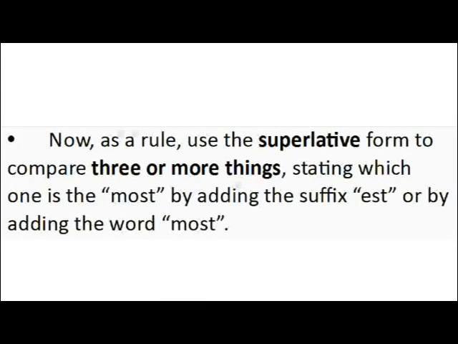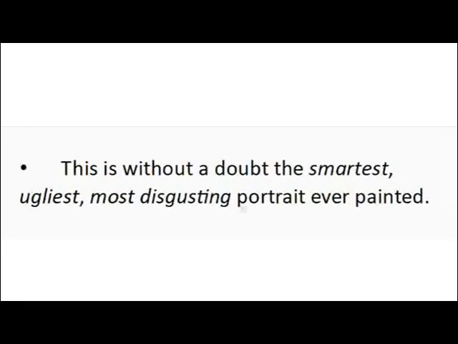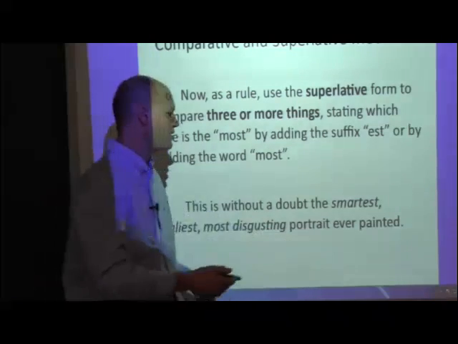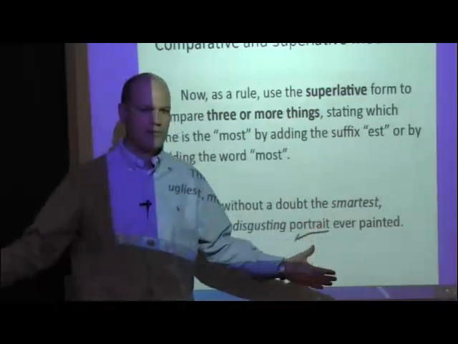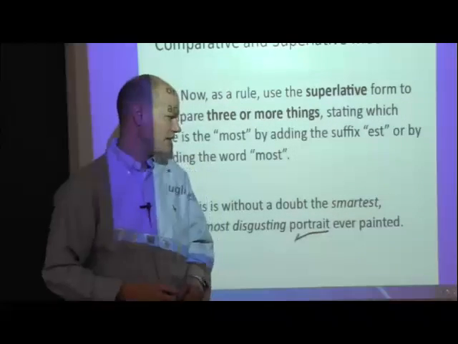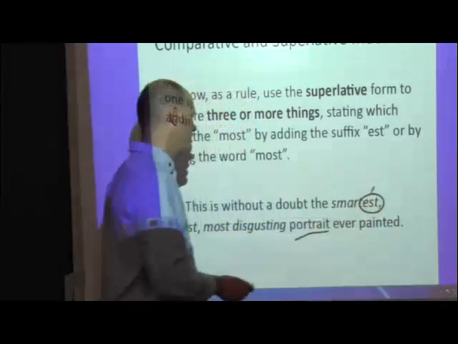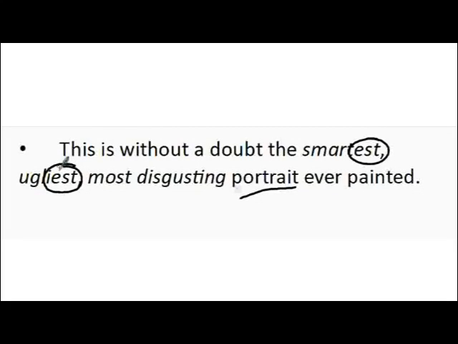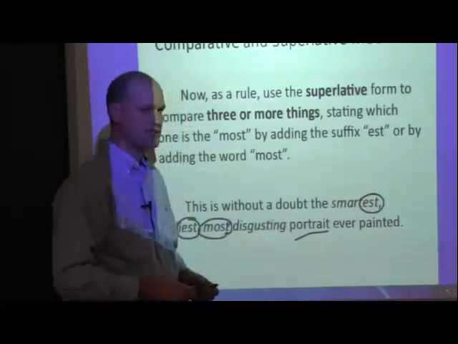Comparative and superlative modifiers. Now, as a rule, you're going to use the superlative form to compare three or more things, stating which one is the most by adding the suffix est or by adding the word most. This is without a doubt the smartest, ugliest, most disgusting portrait ever painted. In that example, we are comparing this portrait to any portrait that has ever been created and seen by this individual. So you have the superlative est, you have the superlative est, and you have the superlative most. All of those are correct uses within this sentence.